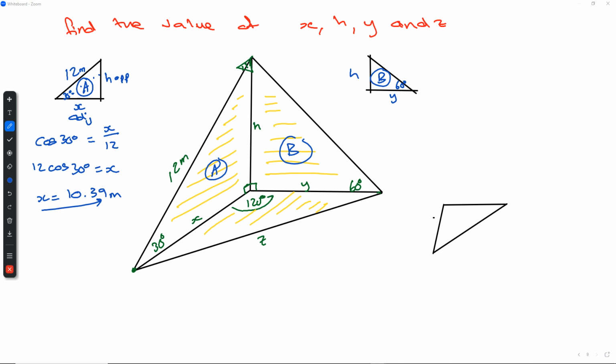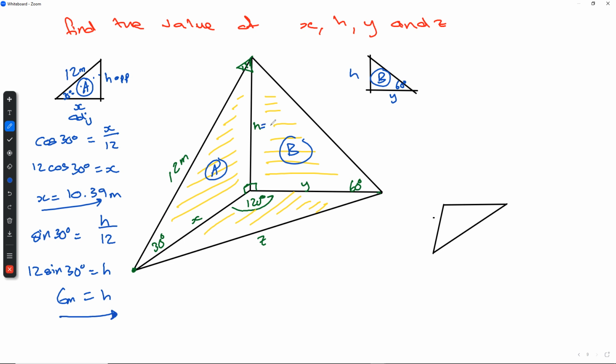Now, from here, what we have is the following. So we have H, Y, which we can then find, but we need H first. All right, so let's go back here again. We've got X, we can find H, and we can use sine, because it's the opposite. So sine of 30 degrees will equal H over 12. And so 12 sine 30 equals H. And so 12 times sine 30 will be 6. And so this will be 6 meters.